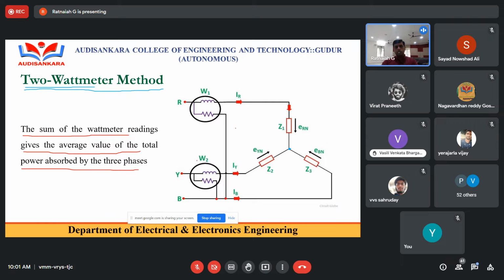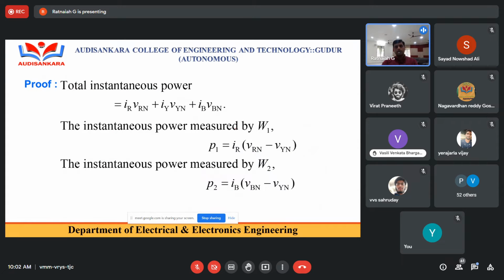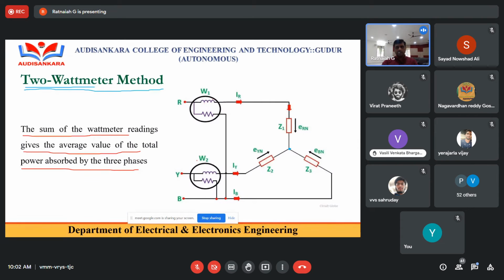Here I'm going to show the total instantaneous power. Before going to that, I have to take the values. What is the first wattmeter reading? The current through the load is IR, and this wattmeter's pressure coil is connected between the R phase and the B phase. So I can take the voltage as VRB. Don't take VBR, it is quite opposite. Wherever the starting point is, generally we call the terminals M and L, C, V.